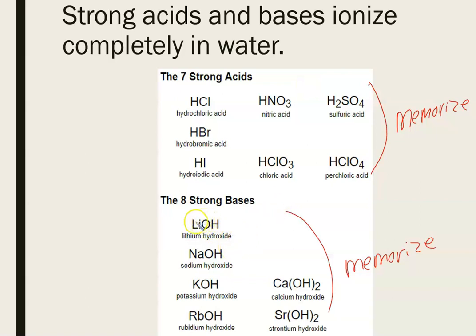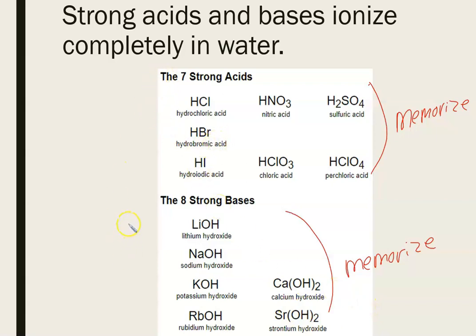Your strong bases, these are pretty much your alkali metals, and these are a few of your alkaline earth metals. If you remember back to the solubility sheet, it said all your alkali metal hydroxides were strong, and then a few of your alkaline earth metals, so calcium, strontium, barium. So these are your strong bases.